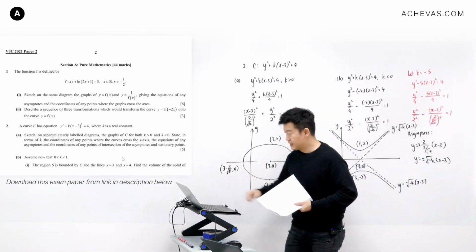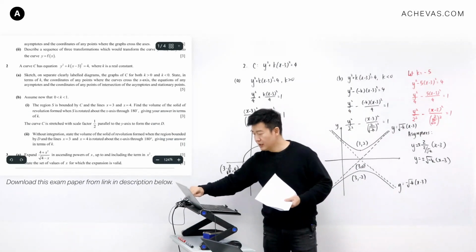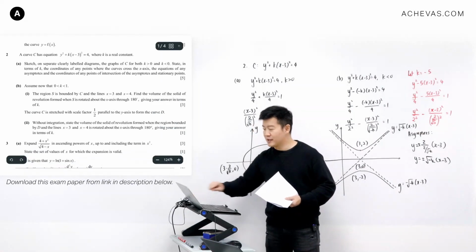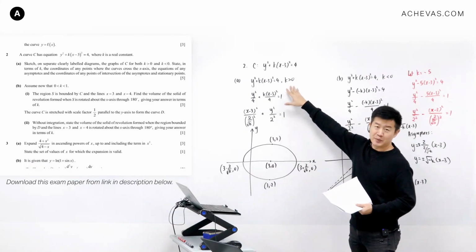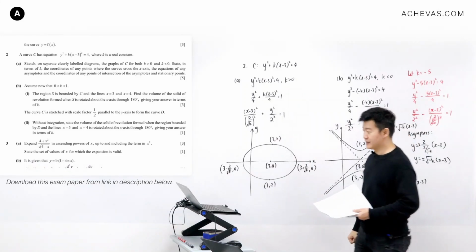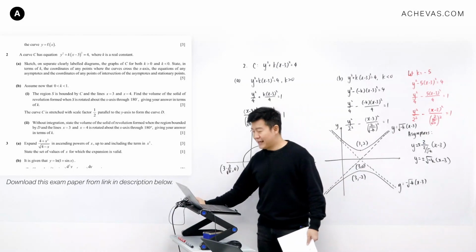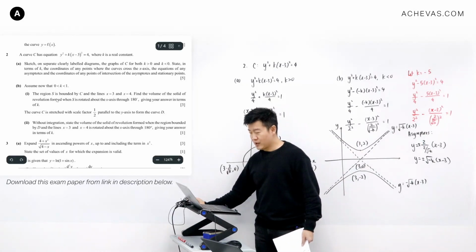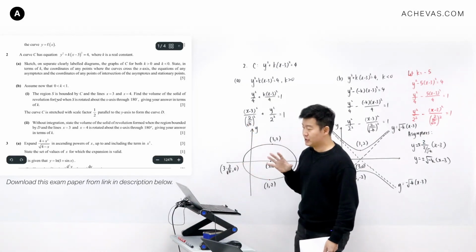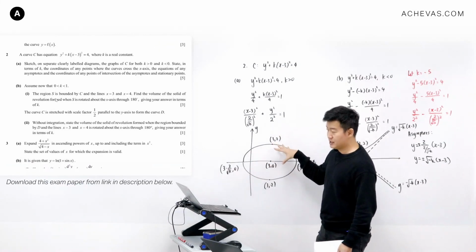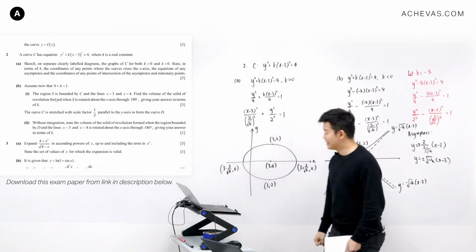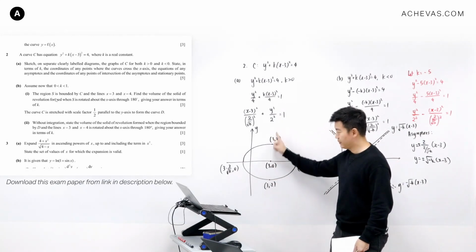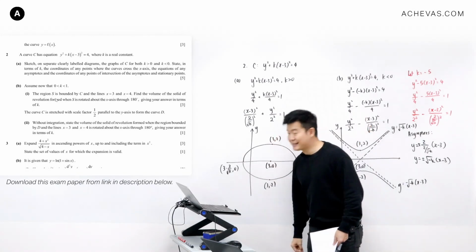Next, the question says, assume that k is between 0 to 1. So we are looking at this case here, okay? K is between 0 to 1 is when k is bigger than 0. Assume that k is between 0 to 1. We are supposed to look at this region S that is bounded by the curve C. So we are looking at a graph that is something like this. By the curve C, x is equal to 3, which is here. X is equal to 3. And x is equal to 4.